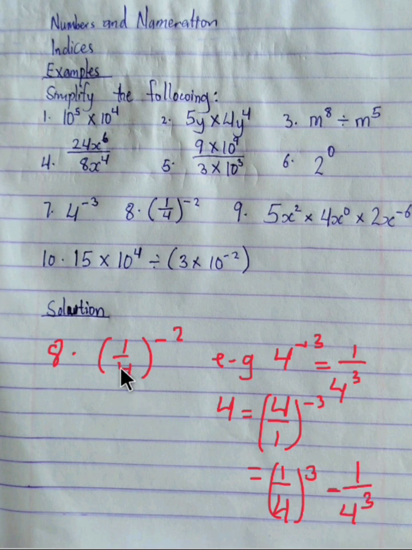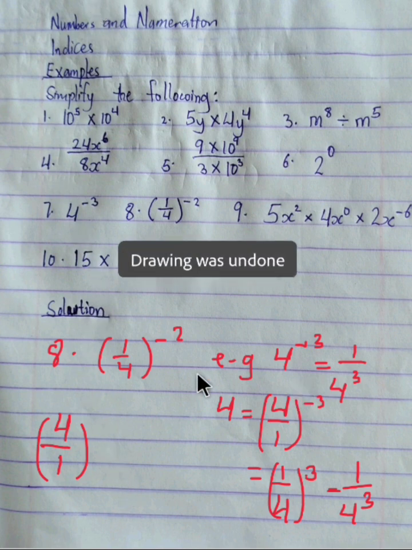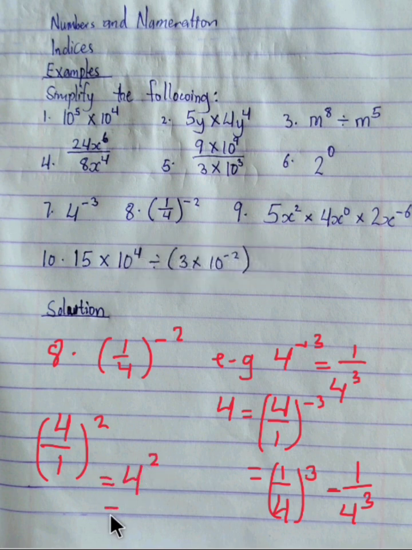So the same thing here, we are just going to bring the denominator up and bring the numerator down, and that's going to be 4 over 1 raised to power minus 2. Now that we have interchanged this, it's not going to be minus 2, it's going to be positive 2, which is the same thing as 4 raised to power 2, and that's going to be 16. And if we want to write the previous one fully, it's going to be 1 over 4 raised to power 3, that is 64.